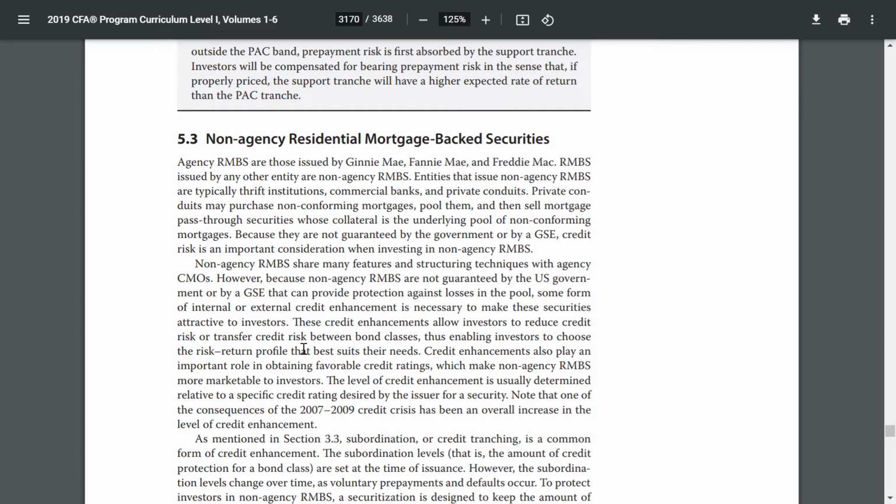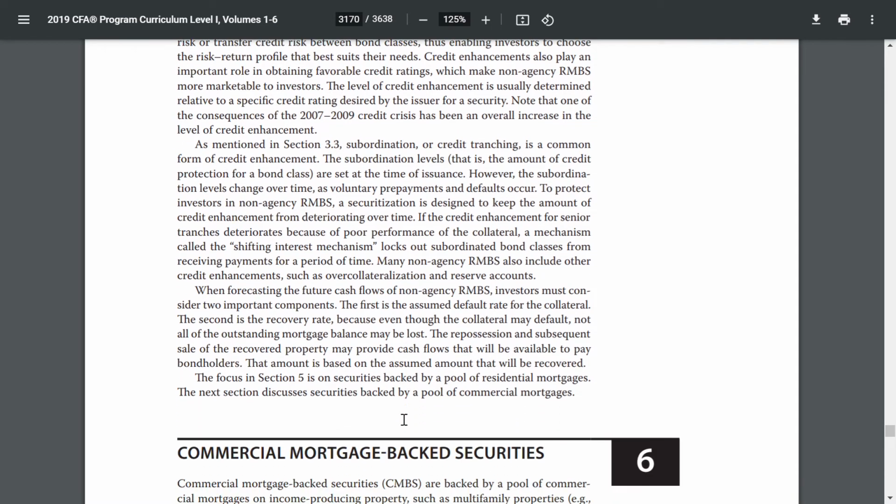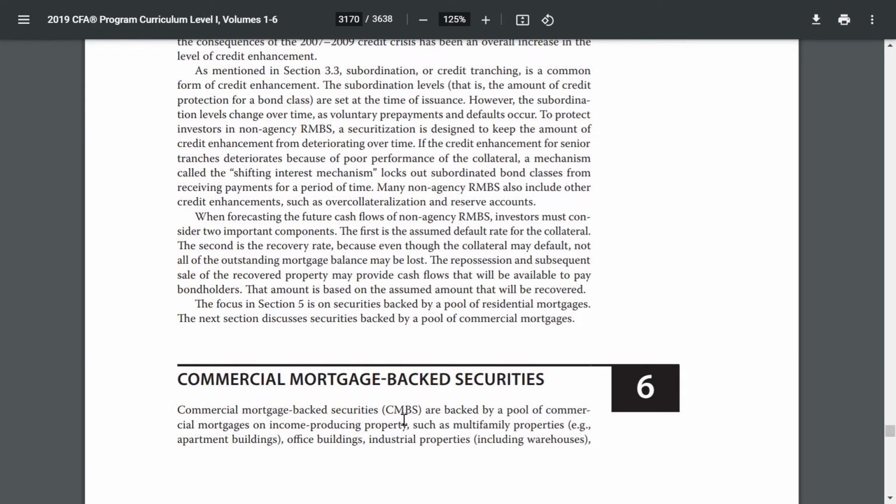Credit enhancement also plays an important role in obtaining favorable credit ratings, which make non-agency RMBS more marketable to investors. The level of credit enhancement is usually determined relative to the specific credit rating desired by the issuer for a security. Note that one of the consequences of the 2007 to 2009 credit crisis has been an overall increase in the level of credit enhancement. As mentioned in Section 3.3, subordination or credit tranching is a common form of credit enhancement.